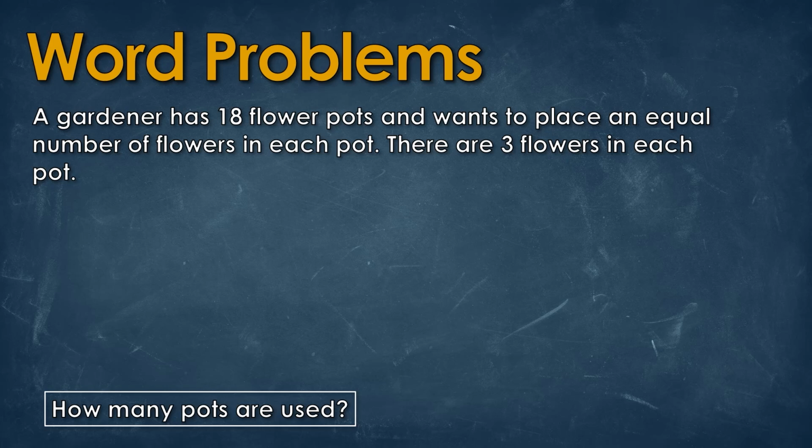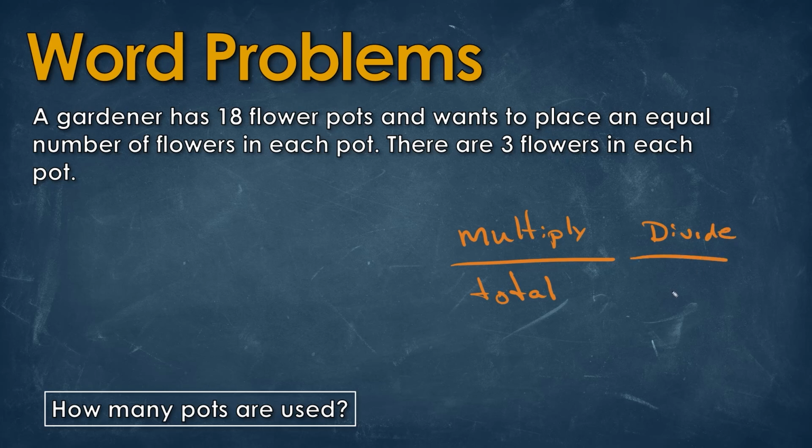Okay, now let's take a look at this question. We don't know if it's going to be multiplication or division, so we need to remember, if we multiply, we're going to look for the words such as total. If we're going to divide, we want to look for the words such as equal or the word divided. Let's see what we find. Let's read it and highlight important information. A gardener has 18 flower pots and wants to place an equal number of flowers in each pot. Okay, there are 3 flowers in each pot.